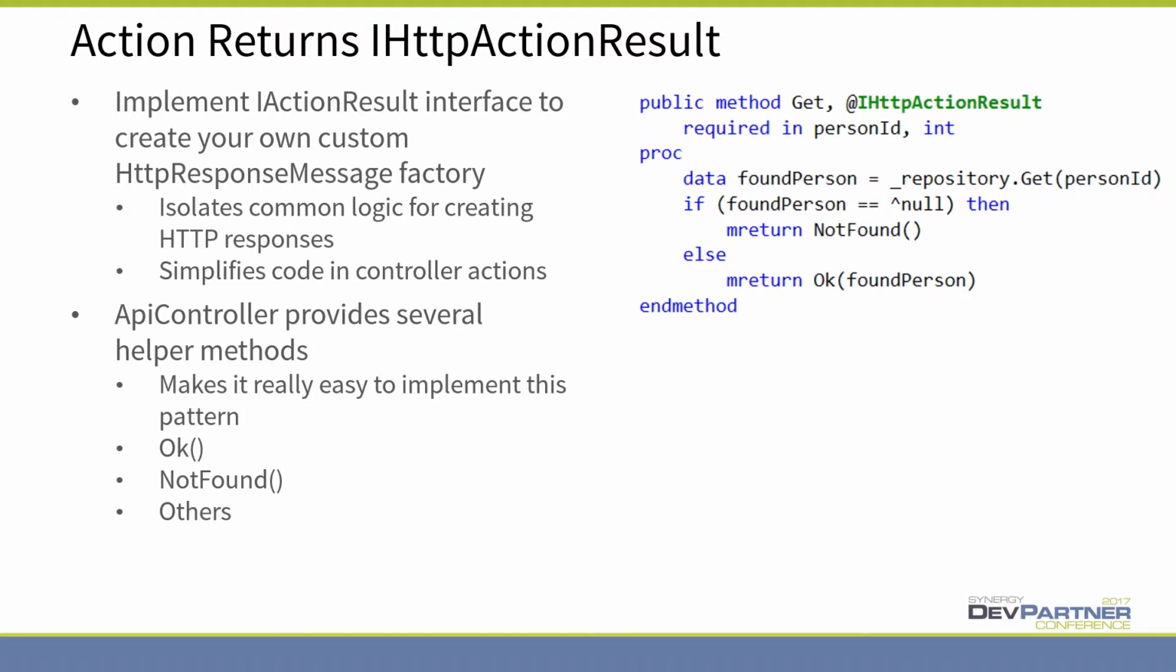What it lets you do is implement your own response message factory. So you can set up a class that is responsible for generating responses to actions, and you can have generic code that produces a response for you. Another benefit of this is that the API controller class itself has several methods that return an HTTP action result. And those methods are called things like OK, not found, and there are a few others. So a very simple way of returning things is to just return OK, return not found.